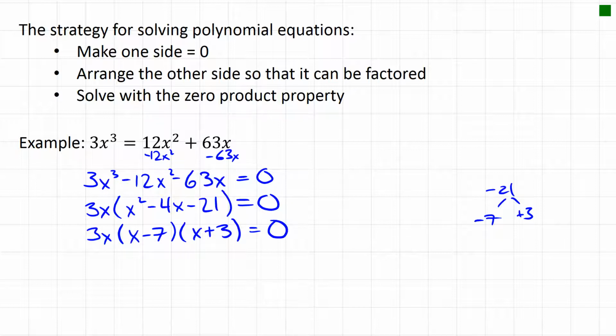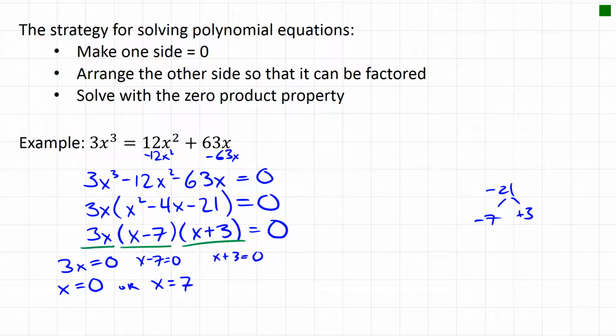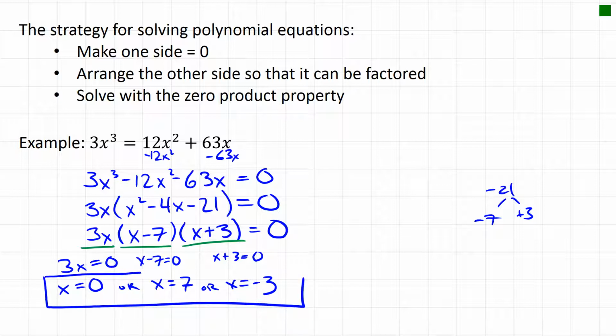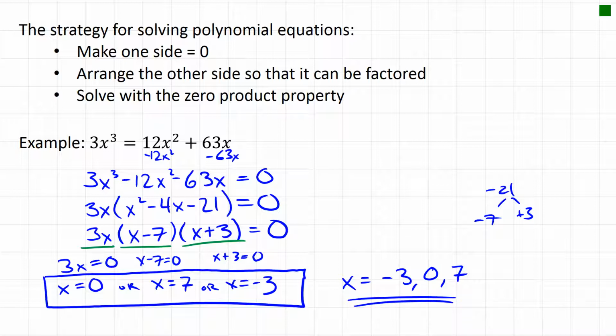Well, now instead of having two factors, I have 3 factors. 1, 2, 3. So either 3x equals 0, which implies that x equals 0, or x minus 7 equals 0, which implies that x equals 7, or I could have x plus 3 equals 0, which would mean x equals negative 3. So those are my 3 solutions to this equation. x equals 0, 7, or negative 3. Often, and what's conventional, is that you list them from most negative to most positive, like a number line. So that's probably the best way you could write your solution if you were concerned with that.